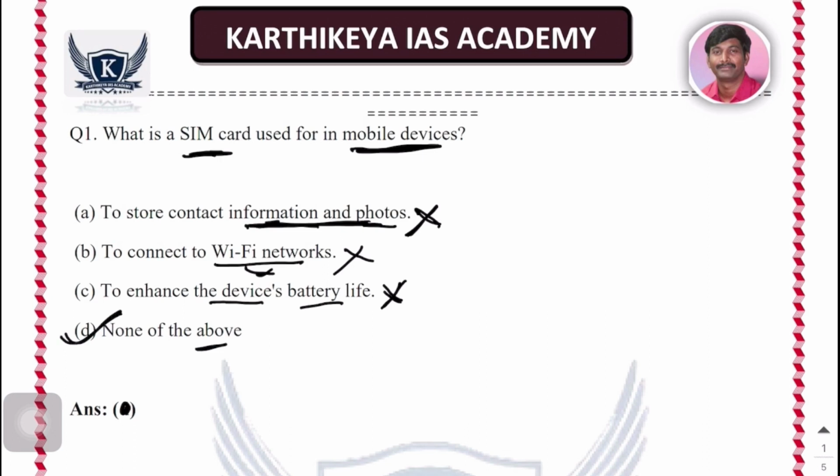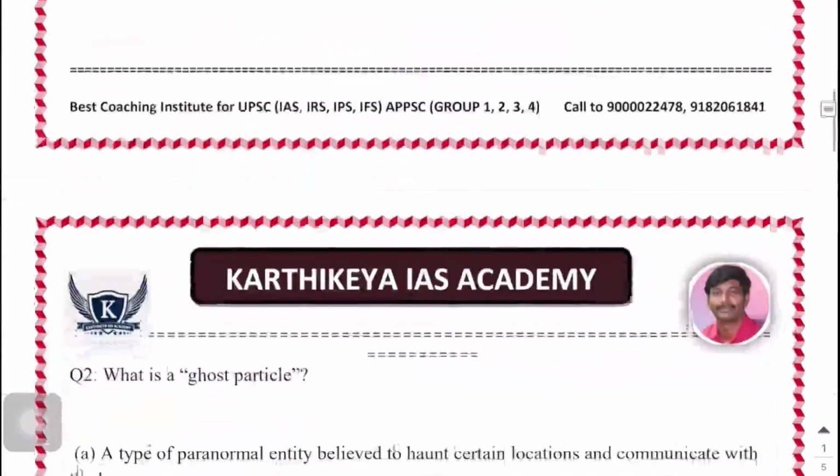But let us know why the SIM card is used in mobile devices. The SIM, which stands for subscriber identity module, is primarily used to provide mobile network connectivity to a mobile device. It stores essential subscriber information such as phone numbers, network details, and other data necessary for connecting to a cellular network. So this is the use of a SIM card in mobile devices. So now let us go with the second question.